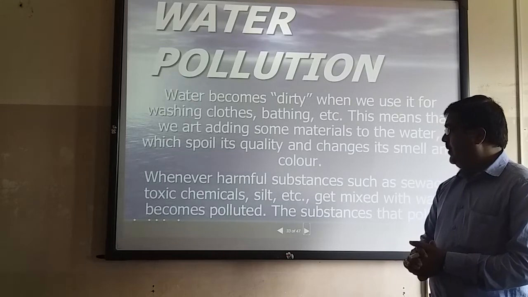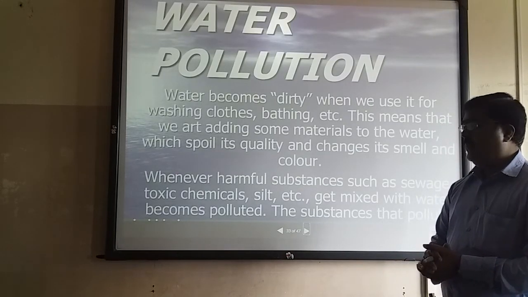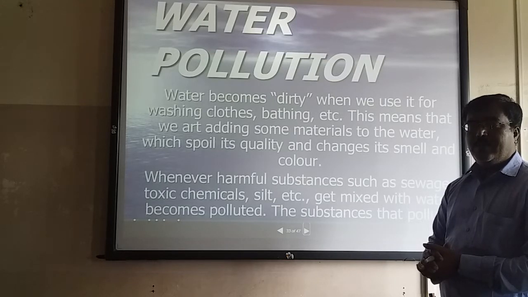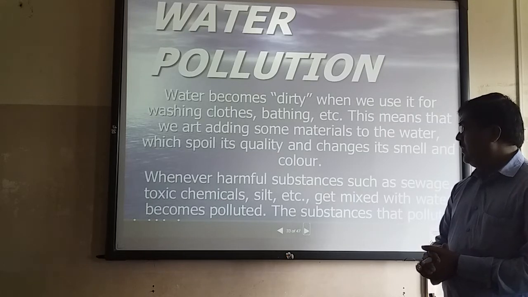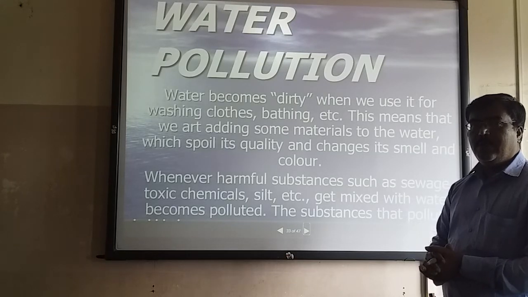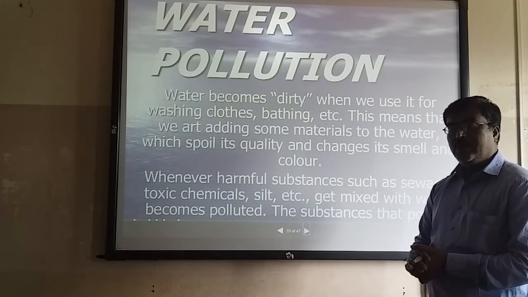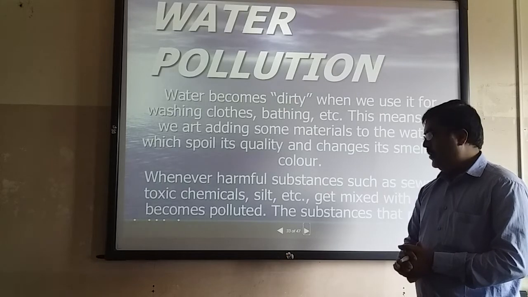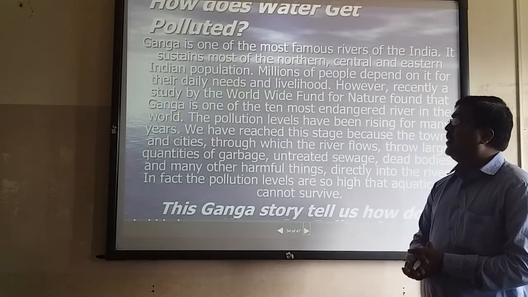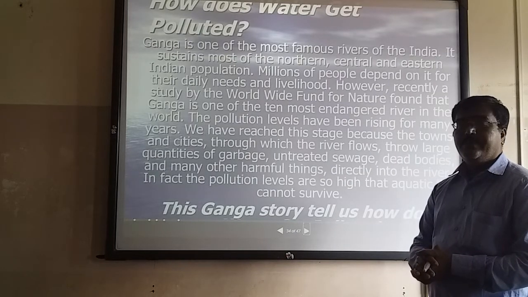Whenever harmful substances such as sewage, municipal wastes, domestic wastes and industrial wastes, toxic chemicals and silt get mixed in, the water becomes polluted. These are some of the reasons we see in soil pollution and also water pollution. The substances that pollute the water are what we call water pollution.